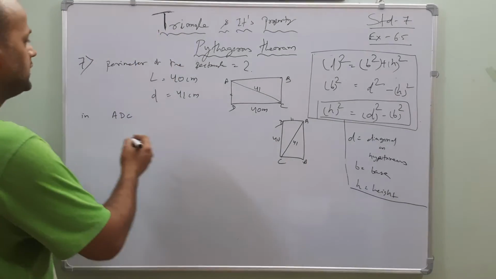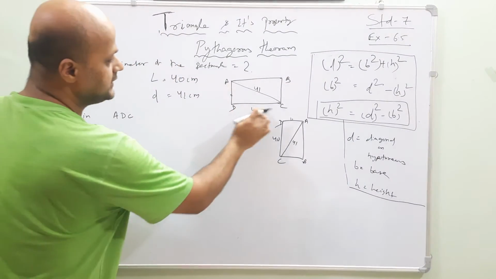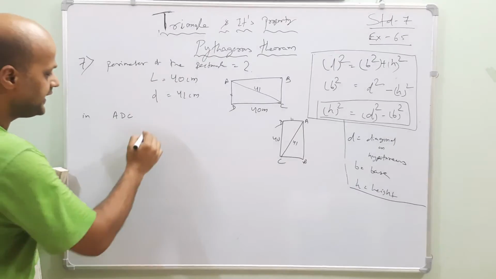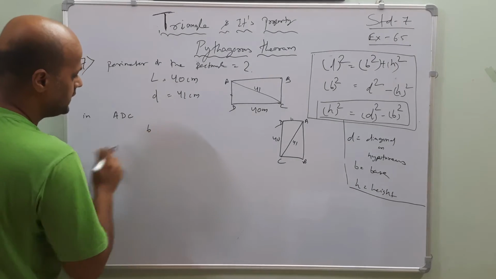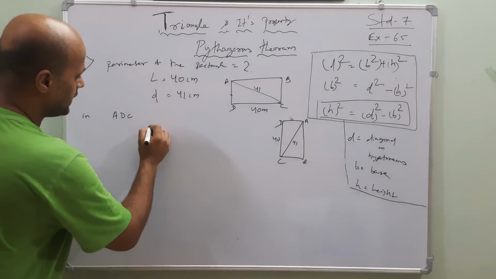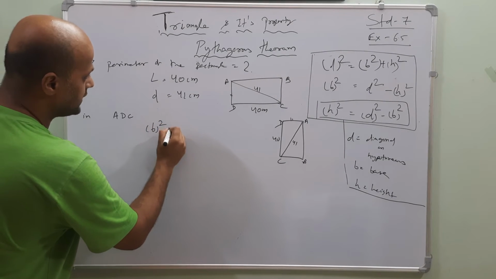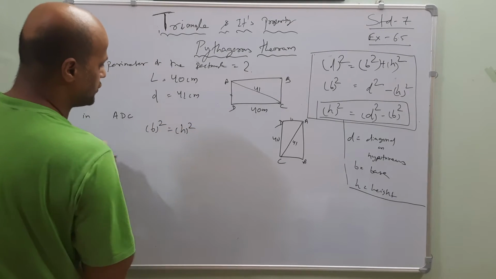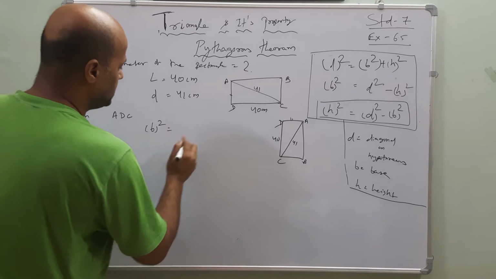So in triangle ADC, which one is not given? Base is not given. So you have to write AD square, or you write base square is equal to height square. Sorry, not height square.